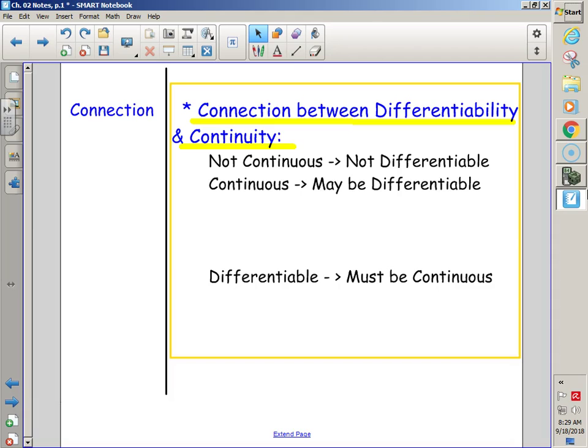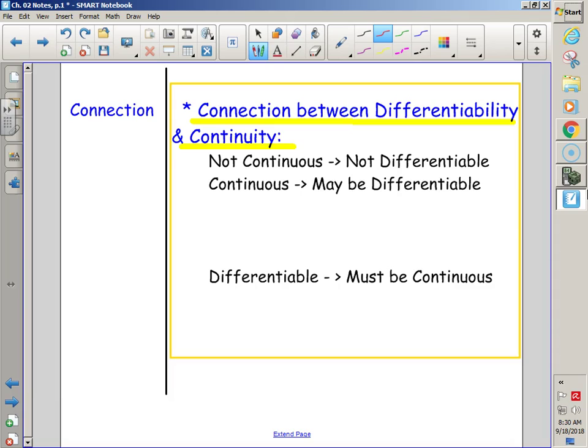If a function is not continuous, it can't be differentiable. If there's a jump, can't be differentiable. If there's a vertical asymptote, can't be differentiable. If there's a hole, can't be differentiable. There cannot be a slope at a point that does not exist or where there's a break. Okay? If a function is not continuous, it cannot be differentiable. A derivative will not exist at a discontinuity.